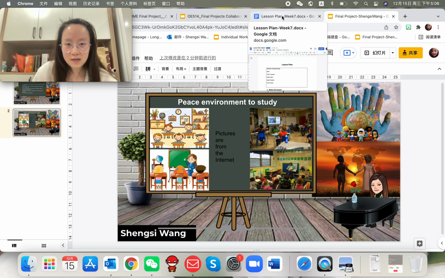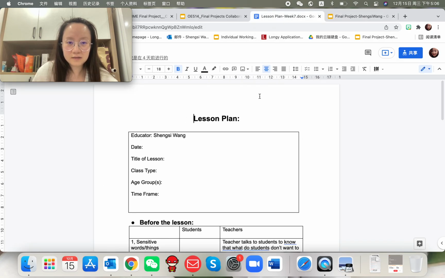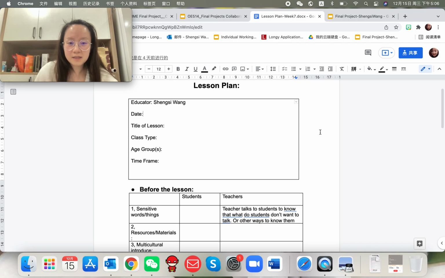And then next let's see the lesson plan. Okay, this is the lesson plan I made. The first part has the information for me, and for the lesson: the date, the educator, which is my name, the title of the lesson, class type, group, age groups, and time frame. I think the time frame is always 45 minutes.